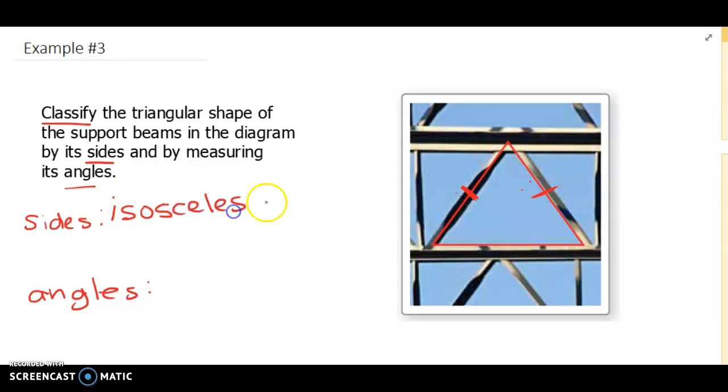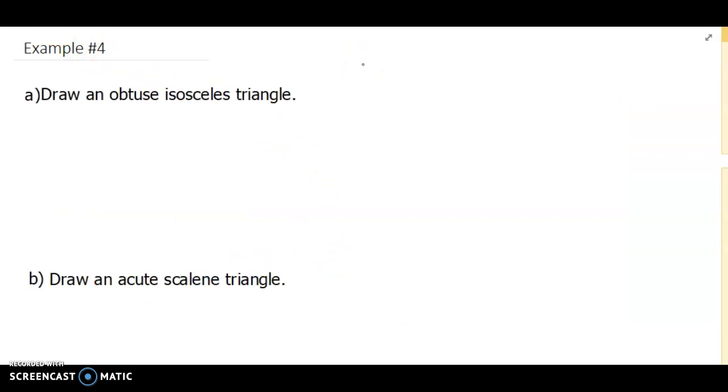We have an isosceles triangle if we have two congruent sides. Now, looking at this triangle, this is acute, and this is acute. So we would have an acute triangle based on its angles. All right, I want you to go ahead and try to do these two on your own. This shouldn't be hard. It's just, do you know what these vocabulary words mean?